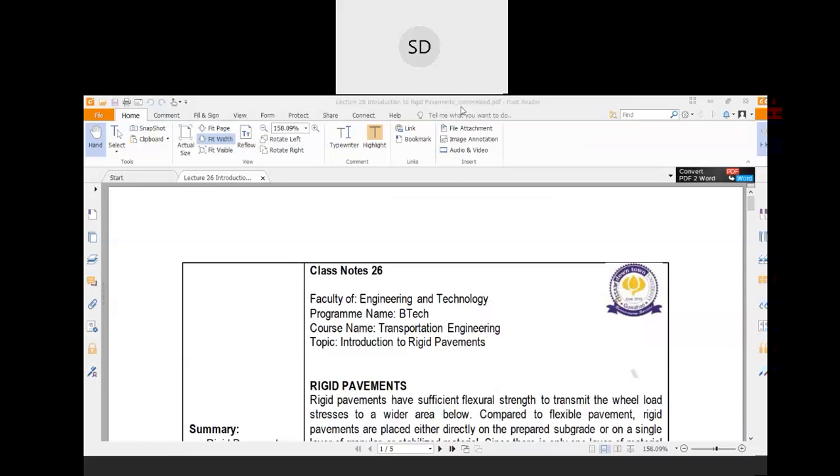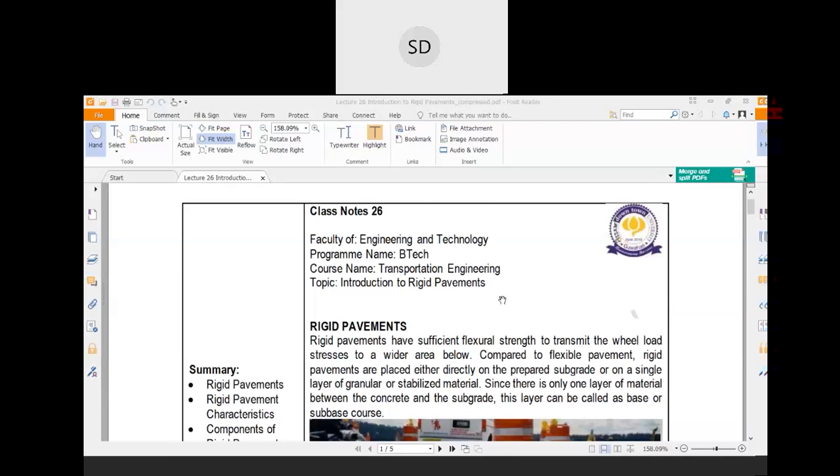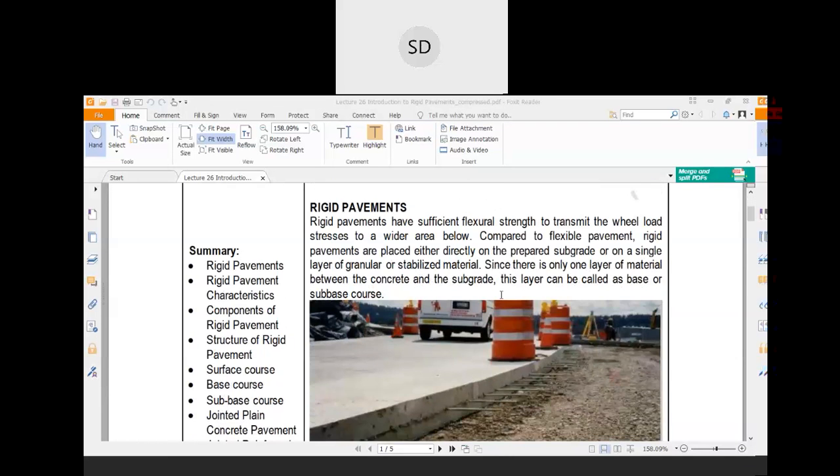So in the previous lecture, we discussed the basic properties of the flexible pavement and the different components of the flexible pavement. So in this class, we will discuss the rigid pavement. As we have already discussed, rigid pavements are made up of cementitious material as a binder.